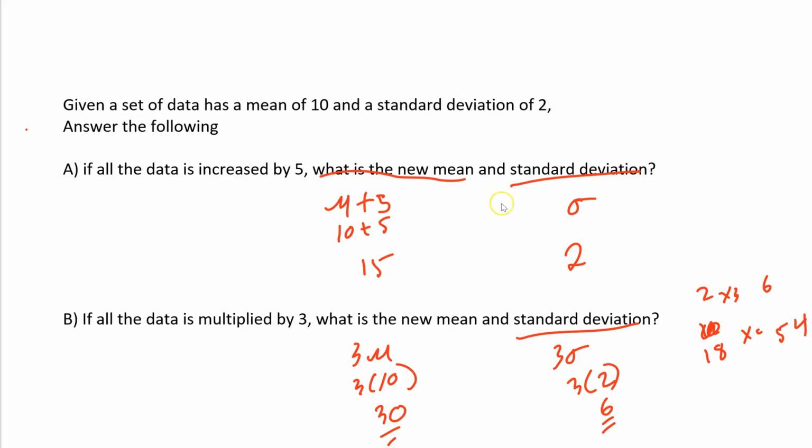So to recap, standard deviation does not get affected by adding or subtracting the same number to a data set. Mean does. But when you multiply, then they both get affected the same way. You just multiply your old values by the new value. And there you go. That's it for standard deviation and variance.